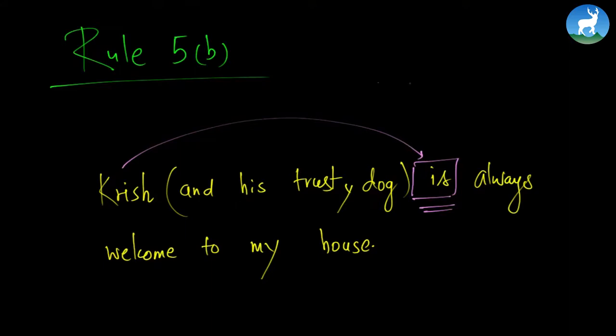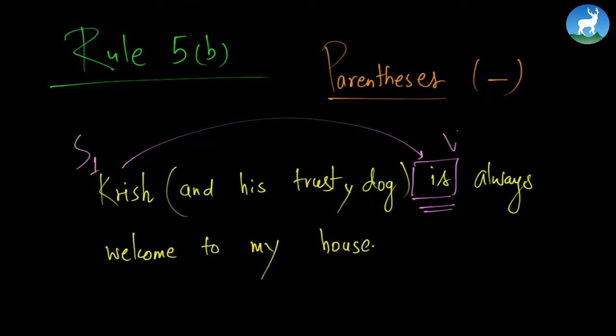And that's why the rule goes something like this: whatever is inside the parentheses is not part of the subject. So what is the subject in this sentence? Chris is the subject, so we take this verb. This is not the subject. Whatever is inside the parentheses is not considered the subject. And if this seems awkward, try rewriting this sentence.